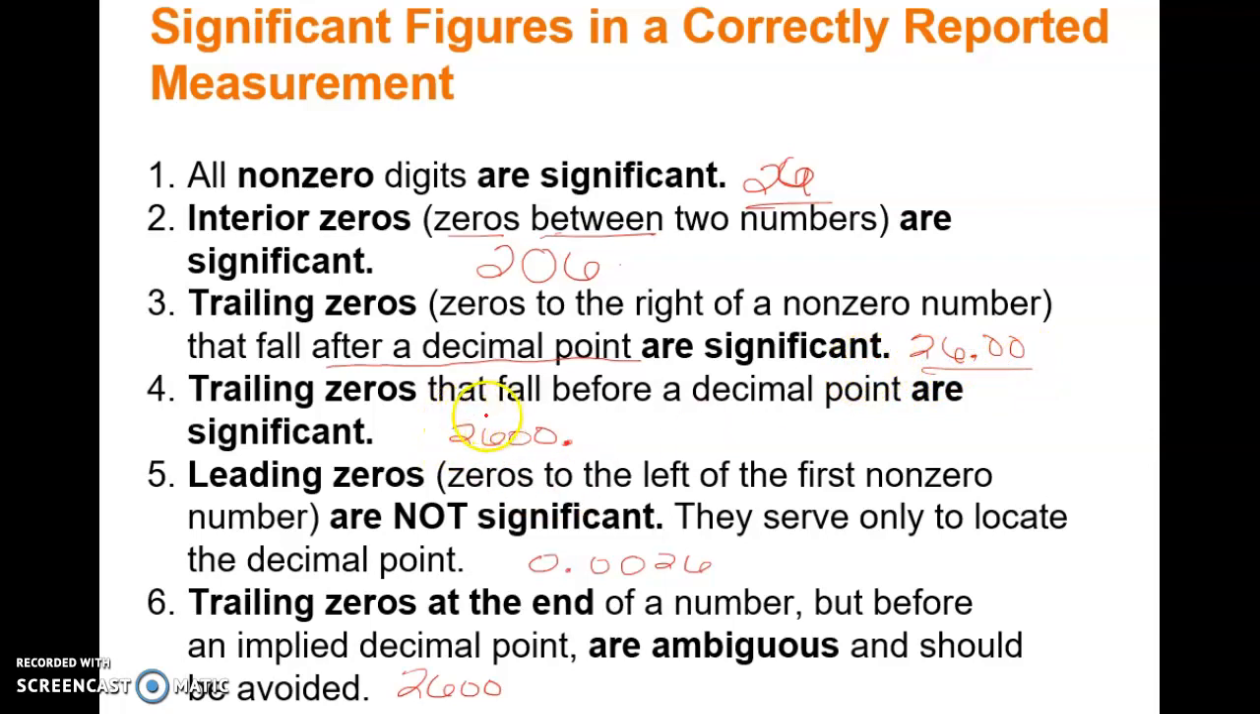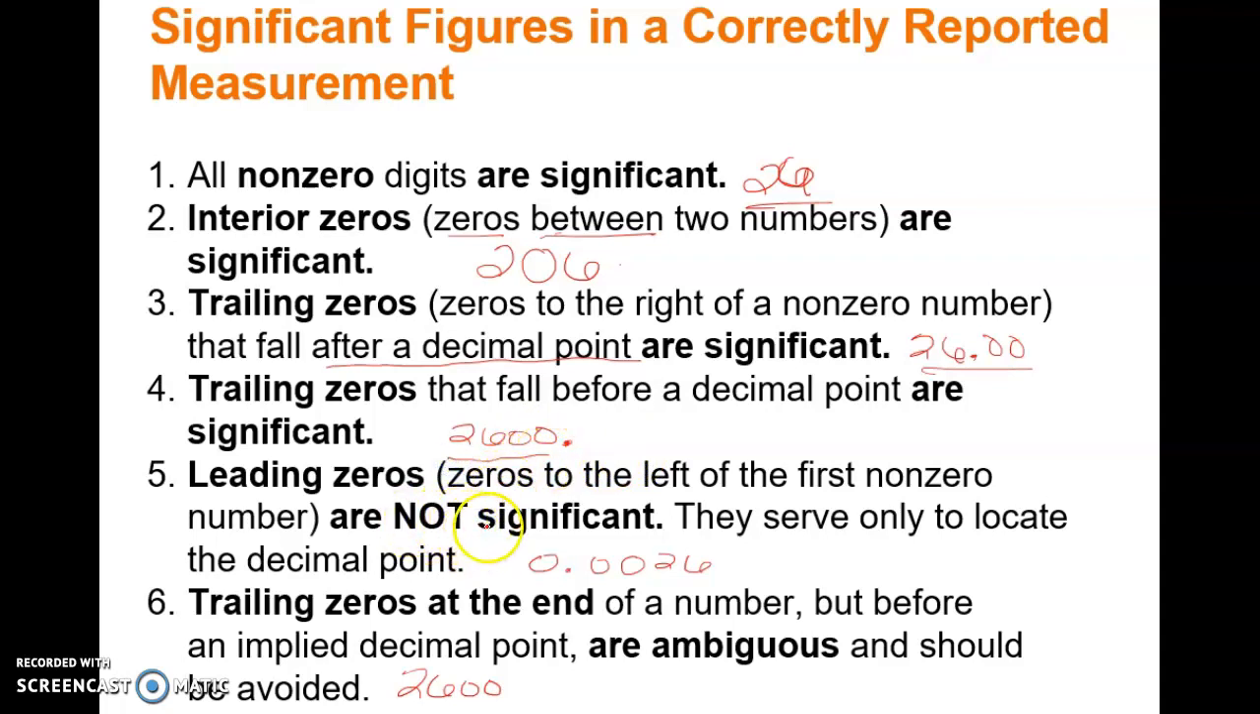Trailing zeros that fall before a decimal point are significant. So let's say we have the number 2600 and they have a decimal point put there. These zeros would be significant, so this would have 4 significant figures.